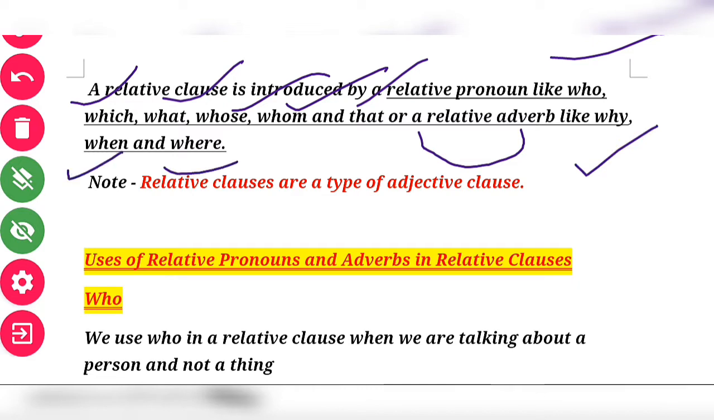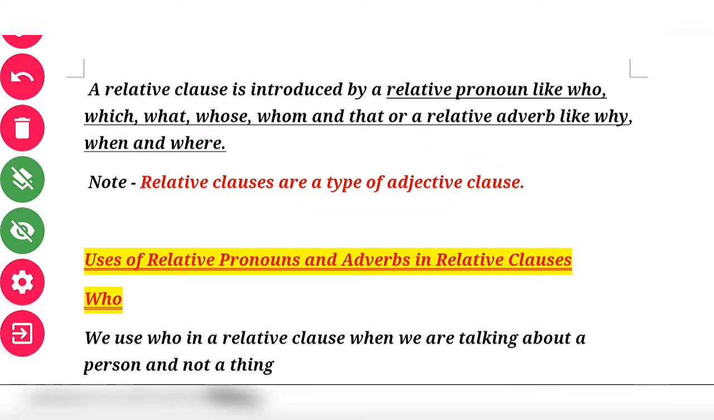So there are two things with the help of which the subordinate clause is always introduced: relative pronoun and relative adverb. Relative pronouns are who, which, what, etc., and relative adverbs are why, when, and where. And it is a type of adjective clause also. Why? Because there is who, which, so that is why it is a type of adjective clause as well. So let us see exercise A.